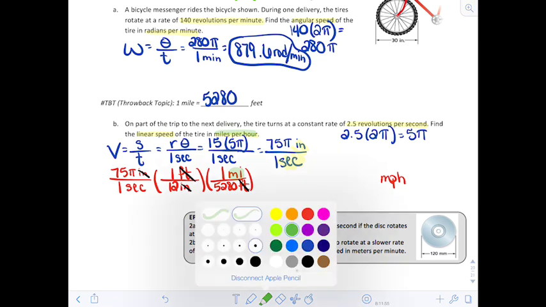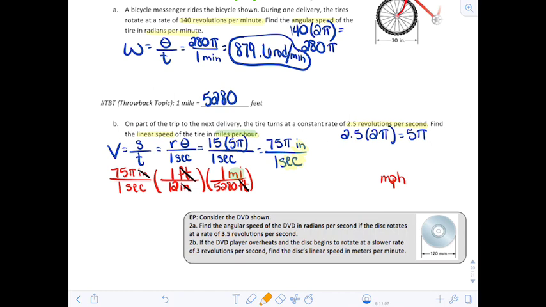Then I want to convert my time. I want to go from seconds to hours. Well, I know that there are 60 seconds in 1 minute, so that makes my seconds cancel, and that there are 60 minutes in 1 hour.